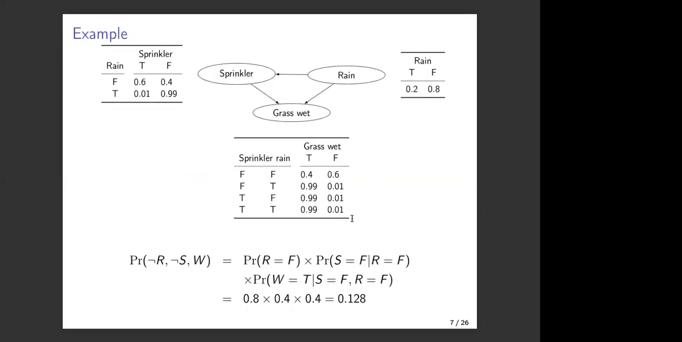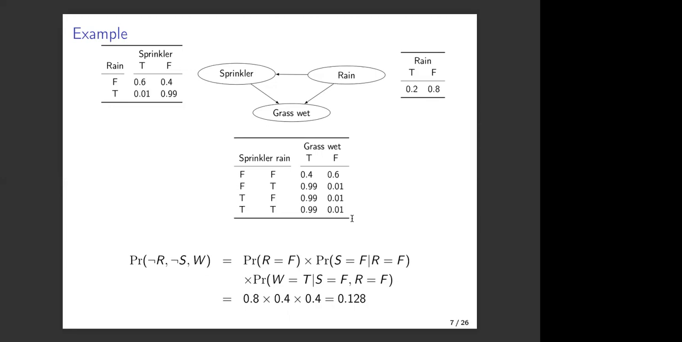So here is a typical example of a Bayes net. Here are the three variables: rain, sprinkler, and grass wet, and the edges show the dependencies. On the sides there are these probability tables. For example, rain has a table. Rain doesn't have any incoming edges, so it doesn't have any parents. Therefore, you can specify it by just giving probabilities for either true or false.